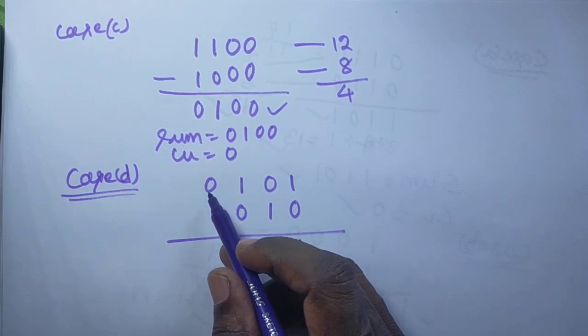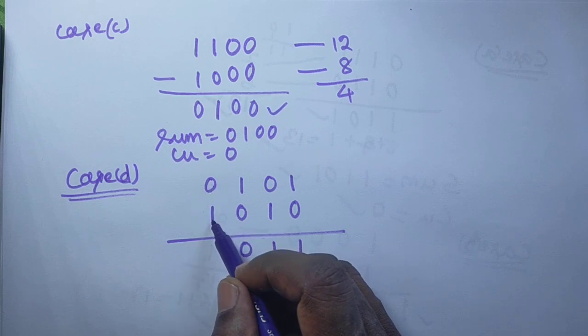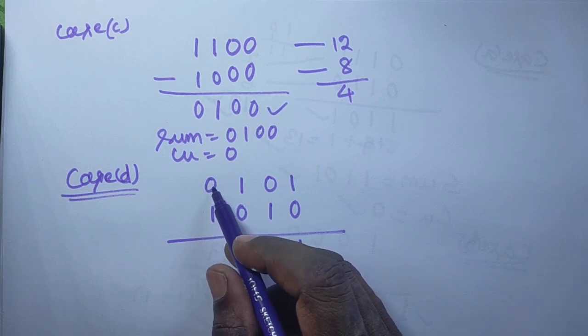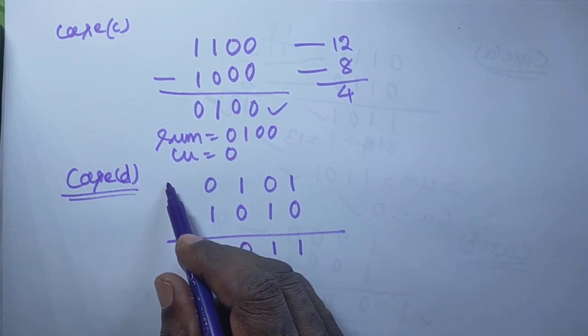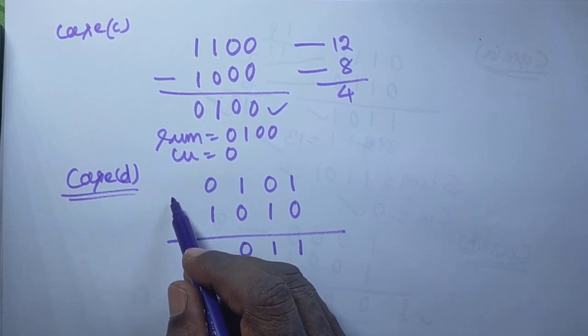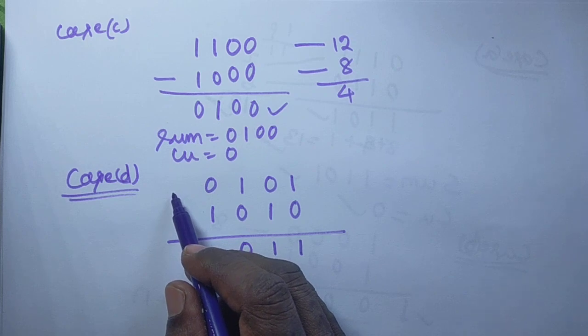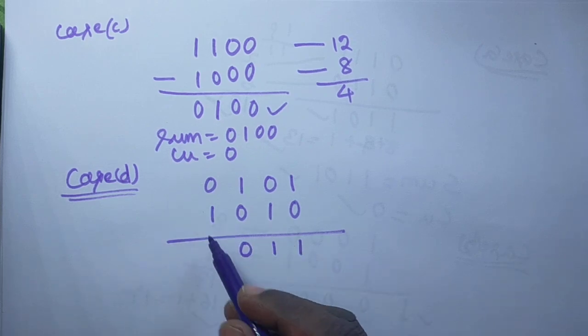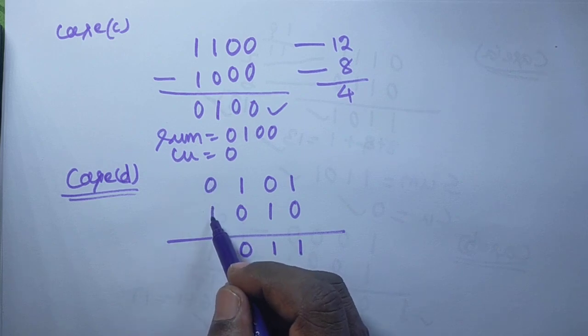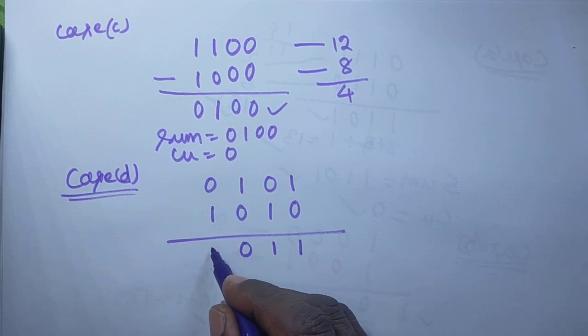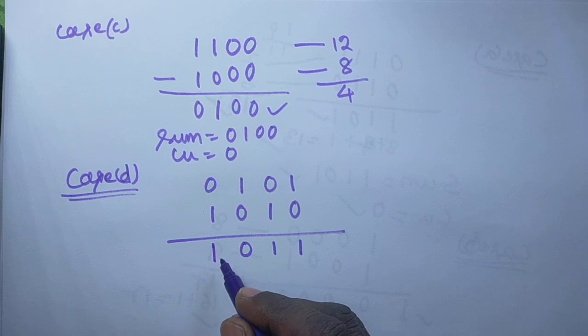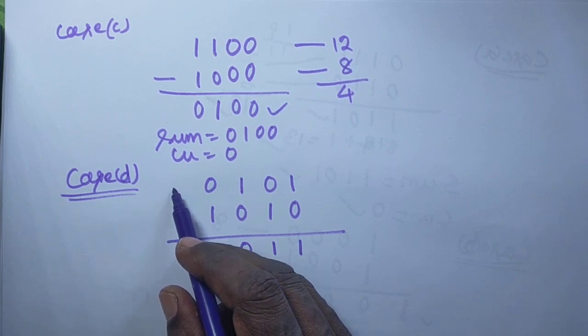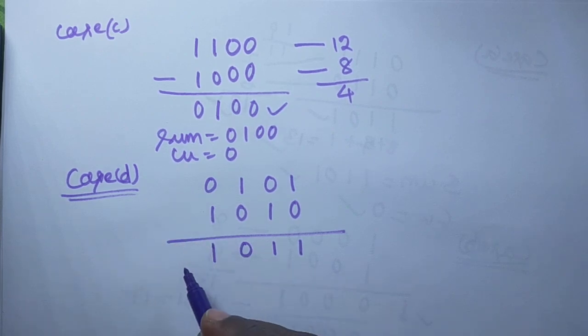Here 0 1, 1 cannot be subtracted from 0, so we collect 1 from here, but there is no 1, so we have to collect that 1. Later we will discuss how to collect that 1. So 10 minus 1 means it will be 1. But since this 1 is not there, this value will be minus.